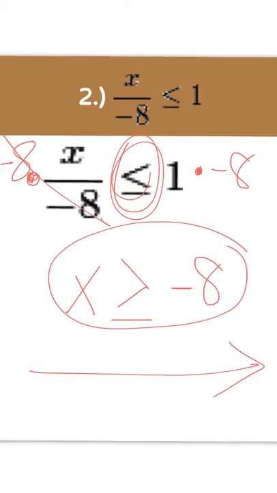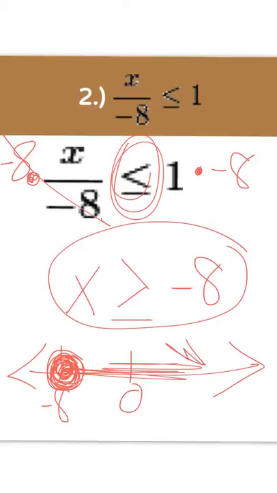Now you draw your number line, your 0, and your -8. You'll put a circle at the -8 because it is greater than or equal to. You will color it in and make it a closed circle. Then greater than goes to the right. So your answer will be a closed circle at -8 with an arrow to the right.